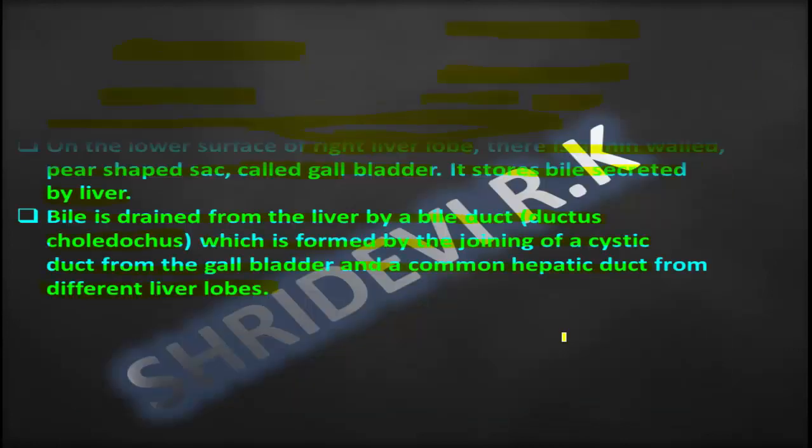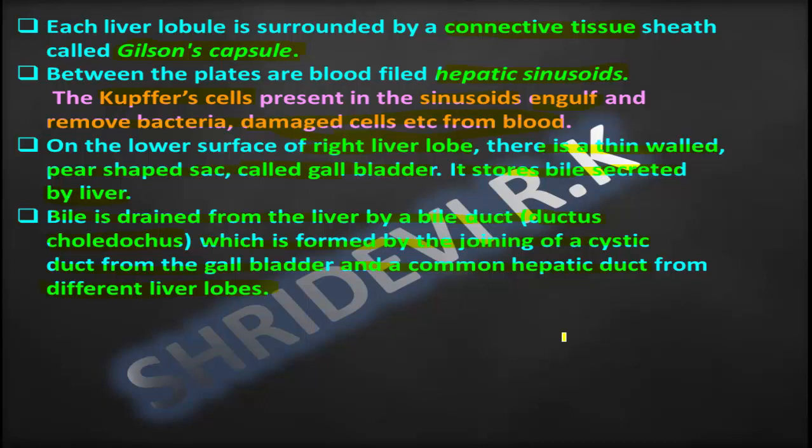And remember, Glisson's capsule is connective tissue. Between the plates there are blood-filled hepatic sinusoids containing the Kupffer cells. Kupffer cells remove the bacteria as well as damaged cells from the blood.